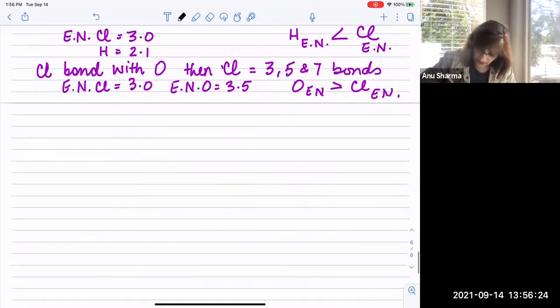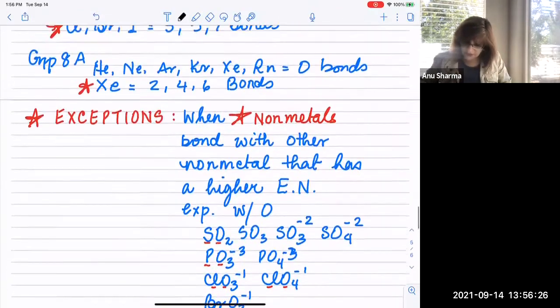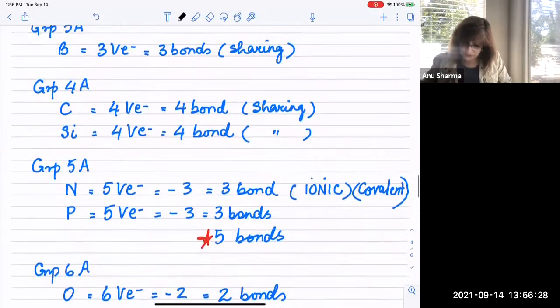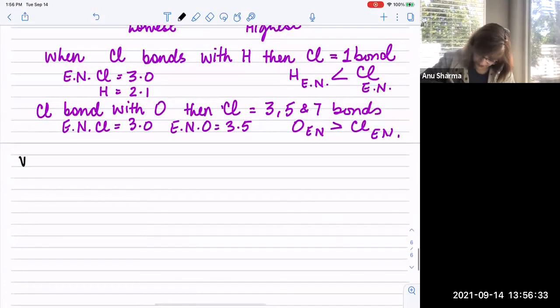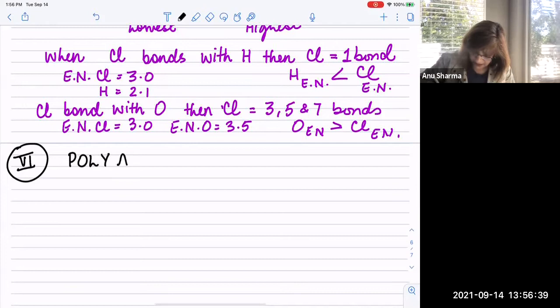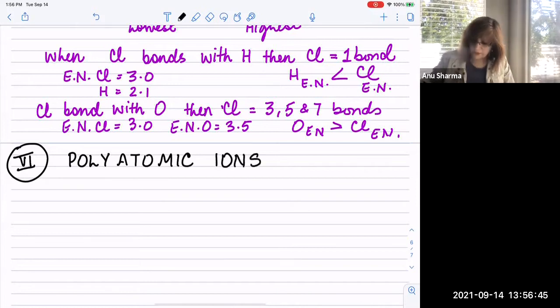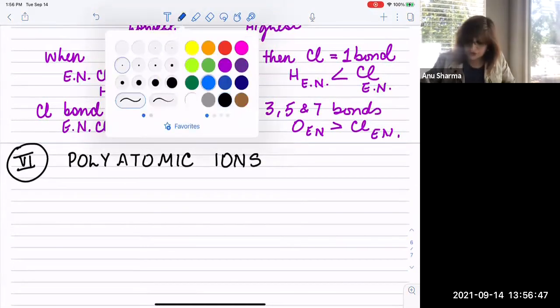This one was 5, this is 6. Okay, now we are going to look at polyatomic ions. Now pay attention to this.